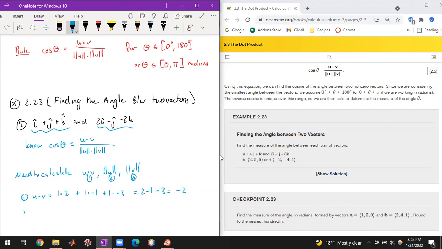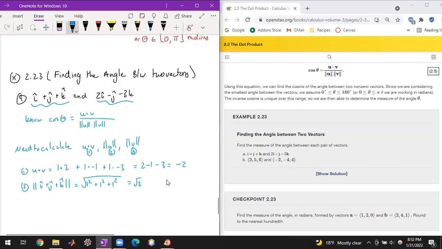Okay, next let's calculate the magnitude of the first vector. So that means I'm taking 1 squared plus 1 squared plus 1 squared and placing all that inside the square root. So we're getting the square root of 3. And finally, the magnitude of our second vector, 2i minus j minus 3k. So I've got then the square root of 2 squared plus negative 1 squared plus negative 3 squared, which is the square root of 4 plus 1 plus 9, or the square root of 14.